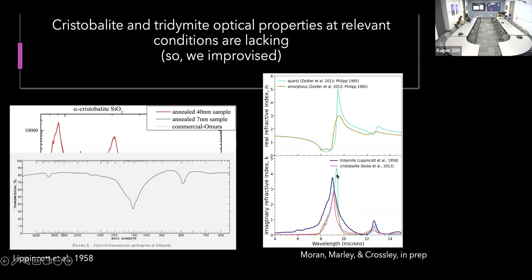And so you can see the peak of this feature is shifted slightly for the tridymite, slightly bluer. The cristobalite actually almost plots exactly on top of the amorphous silicon. And then we have quartz here in teal. And of course, we have nothing here for our real refractive index for these two polymorphs, which means I said that we improvised. That means I just actually tacked on the quartz in order to be able to put something into the model to make it go.